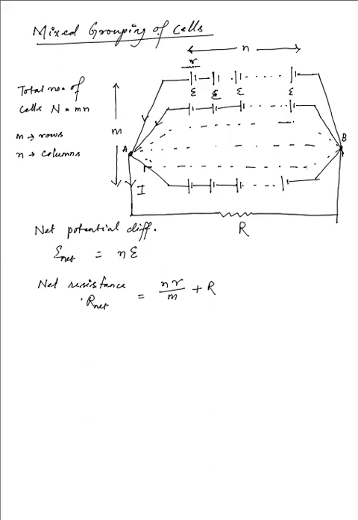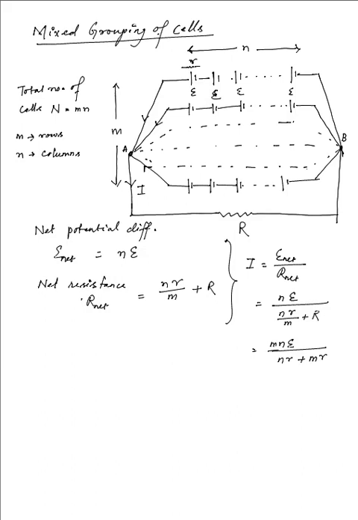Now the current, using these two, we have I equal to the net EMF divided by the net resistance, and that goes to n times E divided by nR by m plus R. The m can be taken as the LCM in the denominator, so we have nE divided by nR plus mR, but the m that stays below, taken as the LCM, can go up and get multiplied over here.